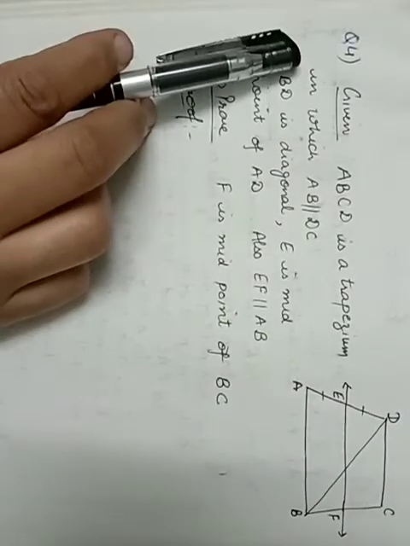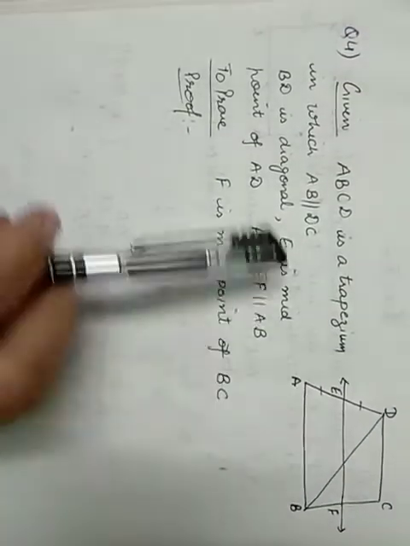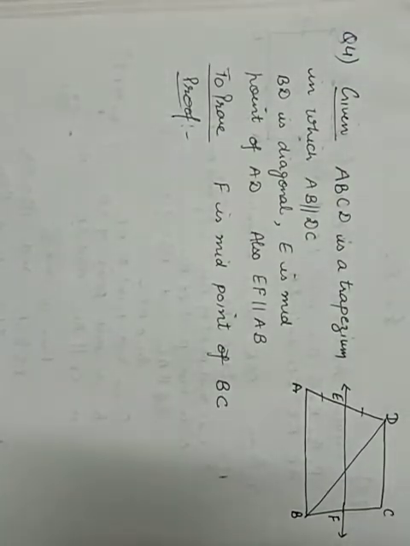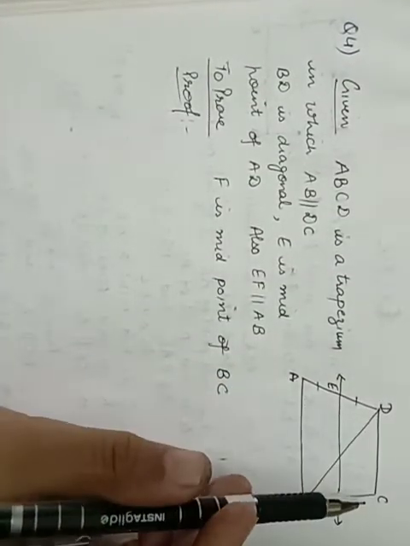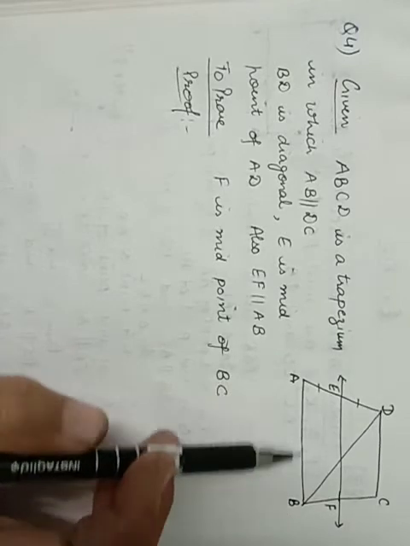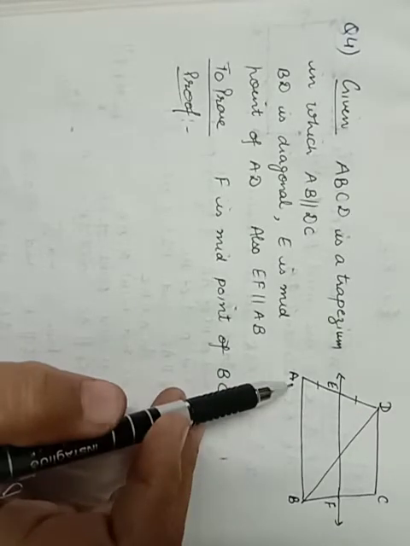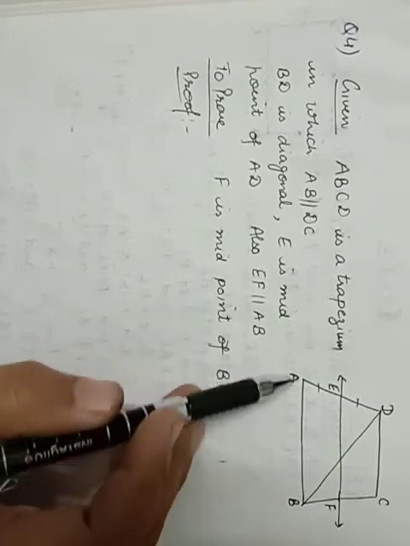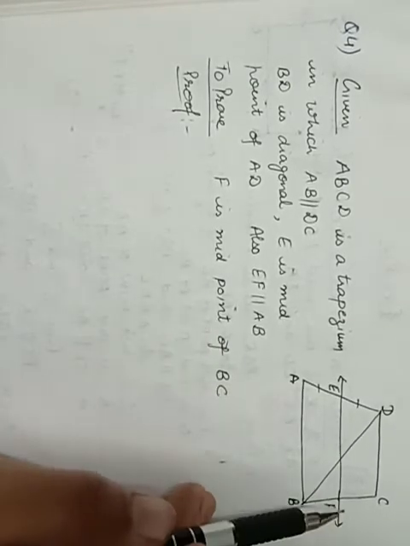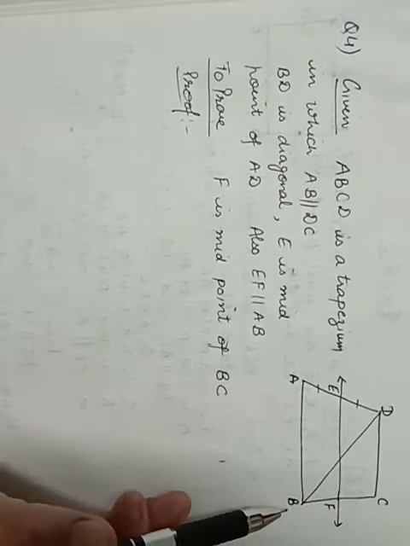To question number 4 of exercise 8.2. In this question it is given that ABCD is a trapezium in which AB is parallel to DC and BD is a diagonal. E is the midpoint of AD and also EF line is drawn in such a manner that it is parallel to AB. We have to prove that F is the midpoint of BC line.